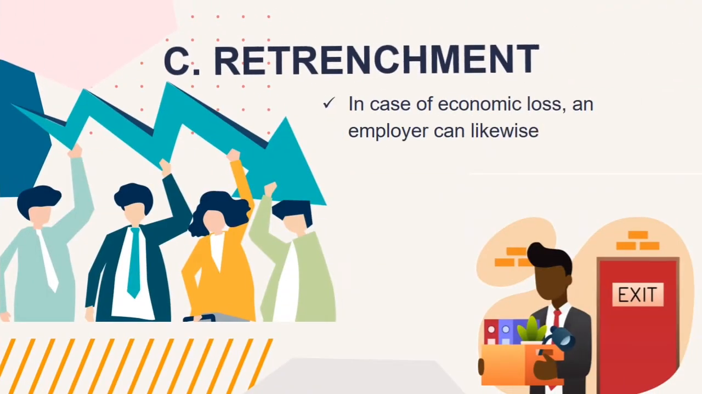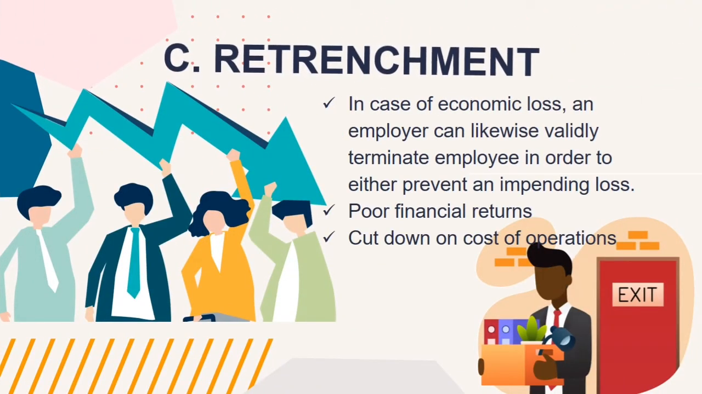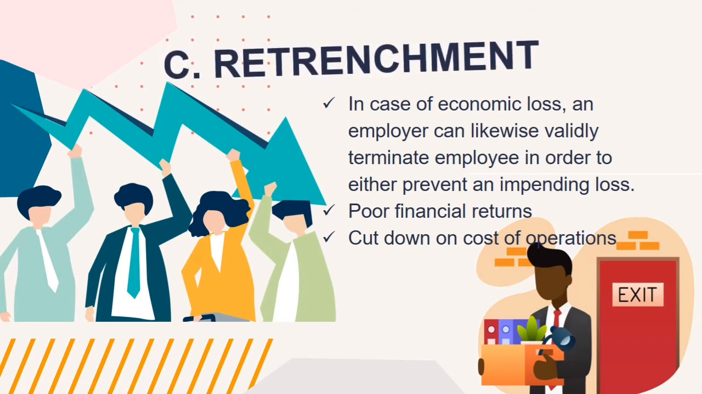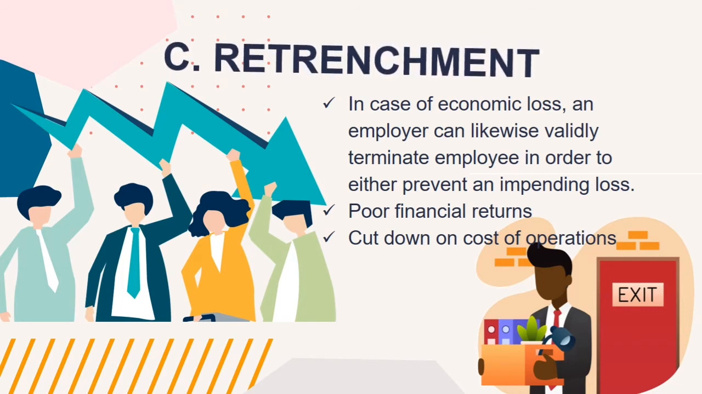Then the third one is retrenchment. So this is in case of economic loss. An employer can likewise validly terminate employees in order to prevent an impending loss, or it might be due to poor financial returns, or to cut down on the cost of operations in terms of salaries and wages to prevent bankruptcy of the company.